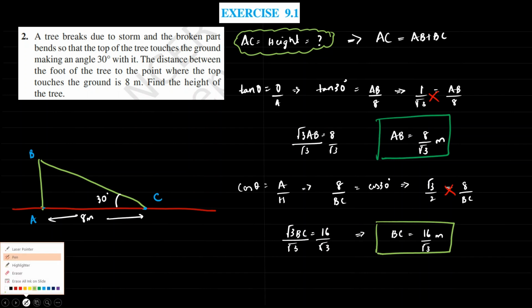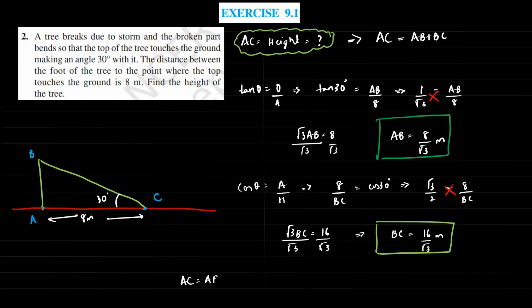Now, in order to find out AC, we need to add up AB and BC, both of them. So here I will start by writing down AC is going to be equal to AB plus BC. So this is 8 over square root of 3 plus 16 over square root of 3, and this is going to be 24 over square root of 3. Now whenever we have an irrational number in the denominator, we can rationalize it just by multiplying square root of 3 on either side. So I'll be getting 24 square root of 3 divided by square root of 3 multiplied by square root of 3, which is going to be 3. So 24 over 3 is going to be 8. So I can write down AC is going to be 8 square root of 3 meters.